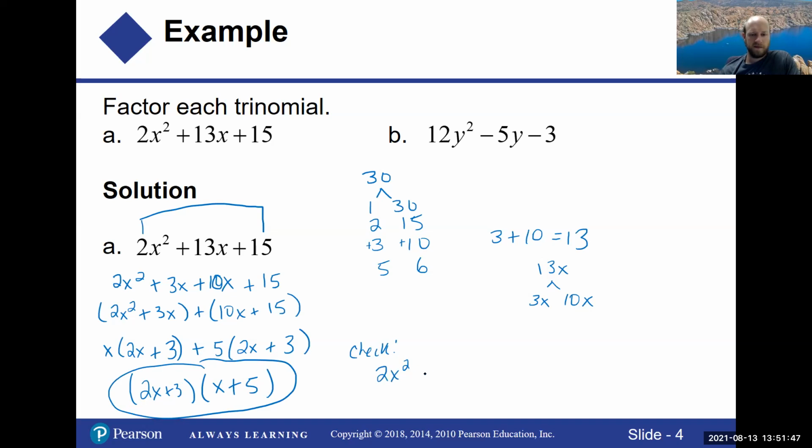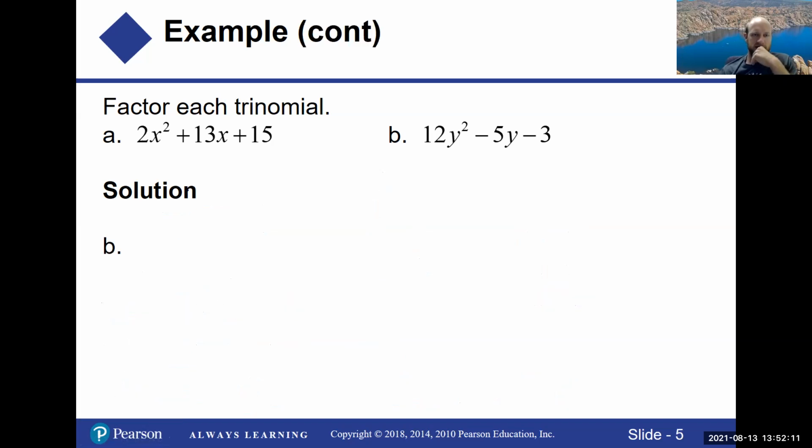2x times 5 is 10x. 3 times x is 3x. And 3 times 5 is 15. And then I combine like terms. And look at that, I'm right back to where I started. So the check is good. I did it right.